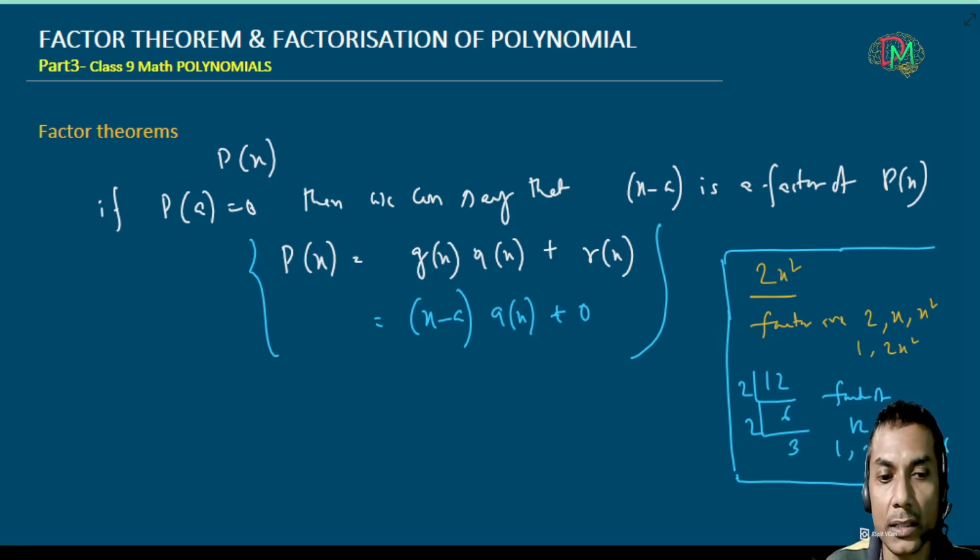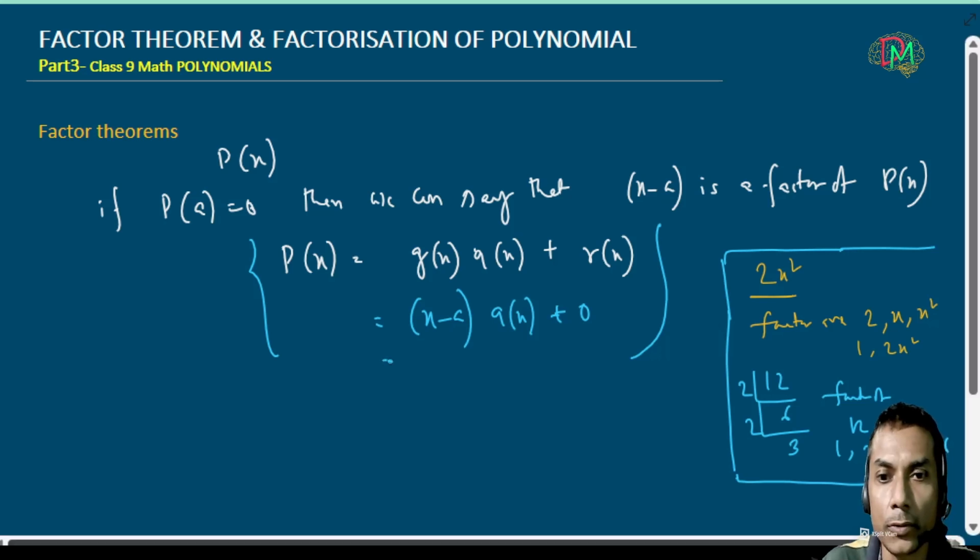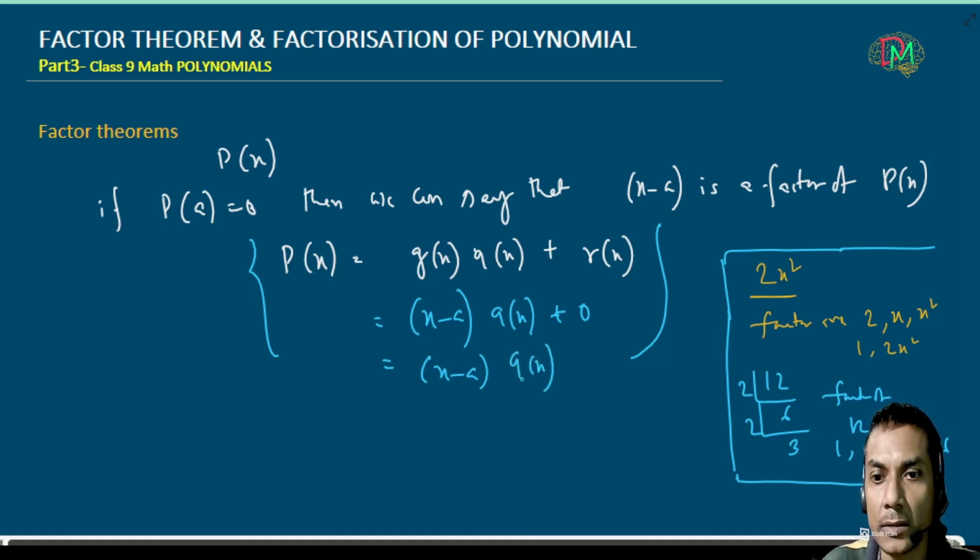So let's take one example. Actually you should know that if the remainder is 0, with divisor x minus a and quotient q(x), then from here p(x) is equal to x minus a into q(x). So we can say that x minus a is a factor of p(x) from this assumption, when p(a) is equal to 0. So we can apply this concept on some example.